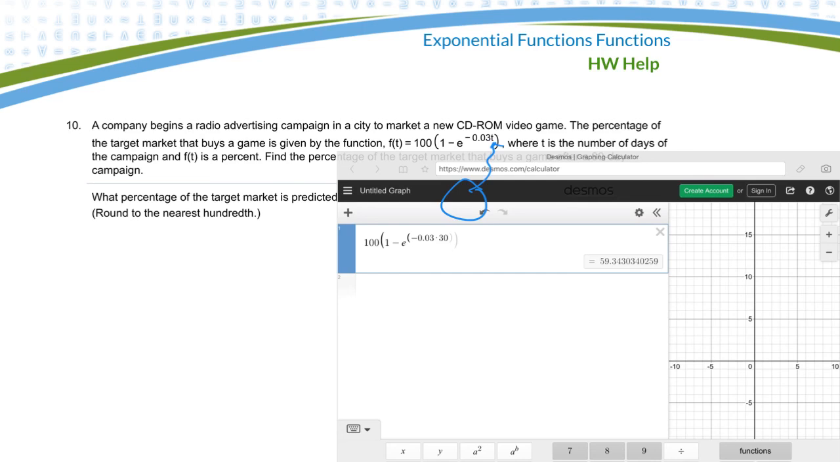So they're wanting to know what percent of the target market predicted sees or buys a game, whatever. In this case, it'd be 59.34. Round to the nearest hundredth, that's what I did, 59.34.